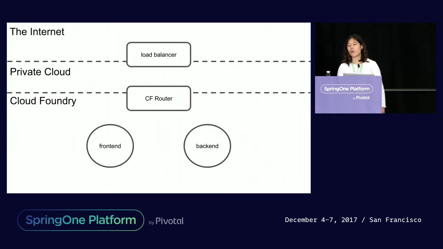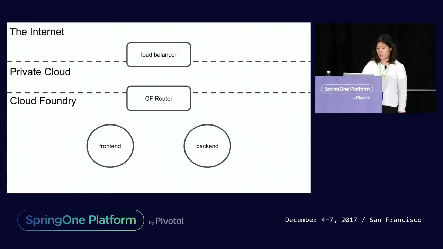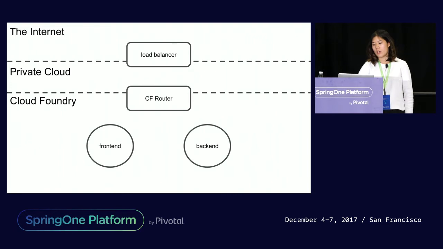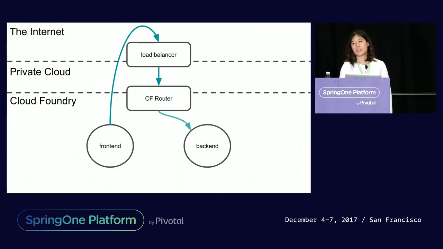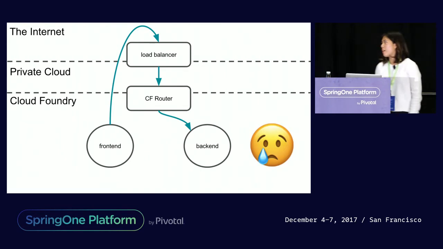Well, in the old state of the world, say about a year ago, something many of you might be familiar with, if your front-end app wanted to talk to your back-end app, it would have to send a request all the way out to the internet, have it load balanced back into your private cloud, and have it directed to the Cloud Foundry router, which would then finally send it to the back-end app. And this makes us pretty sad, right?